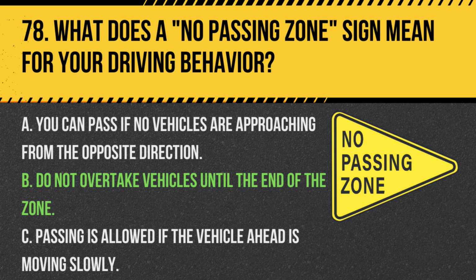Answer. B. Do not overtake vehicles until the end of the zone. This sign indicates an area where passing is unsafe or illegal.